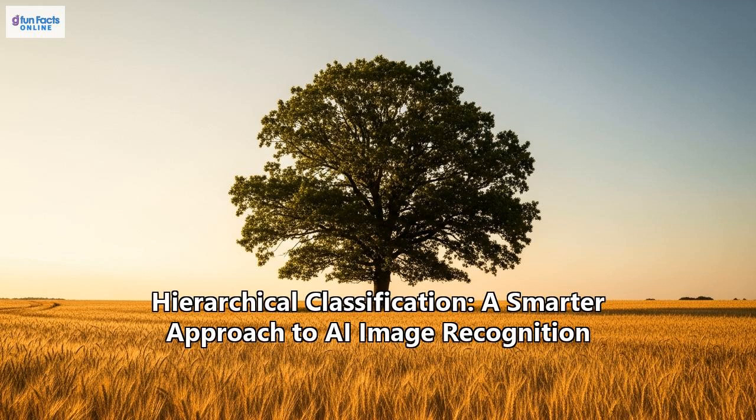Let's get into it. For years, when we asked an AI to identify an image, it used a method called flat classification. Think of it like a multiple-choice test with only one right answer. The AI looks at a picture and has to pick one label from a giant list: golden retriever, poodle, beagle. If the picture isn't perfectly clear, or if it's a breed the AI doesn't know well, it might just get it wrong or give up.